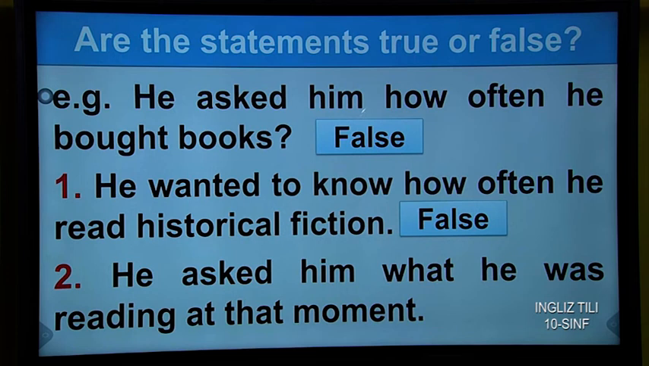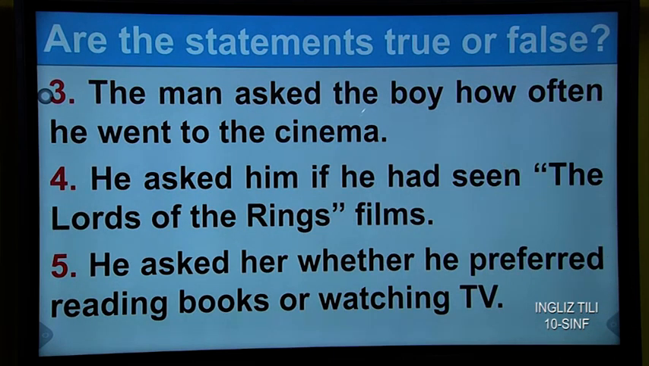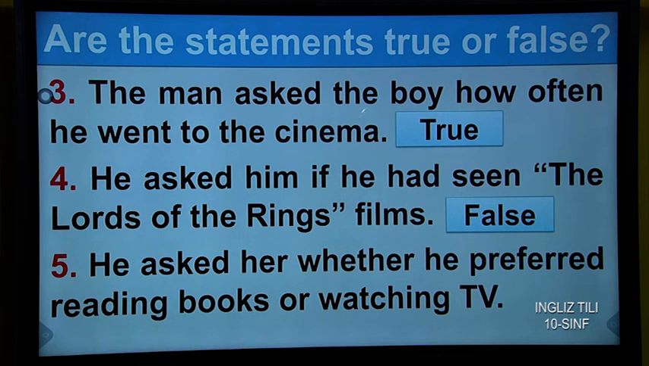Second, he asked him what he was reading at that moment. True or false? True sentence. Third one. The man asked the boy how often he went to the cinema. True or false? Good job. True sentence. He asked him if he had seen the Lord of the Rings films. Good job. False. He asked him whether he preferred reading books or watching TV. It is true sentence.